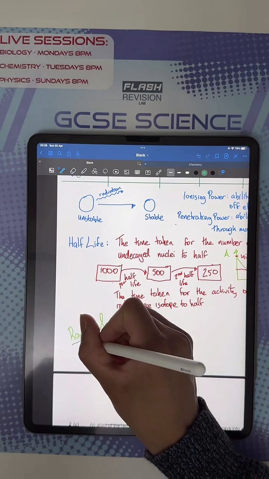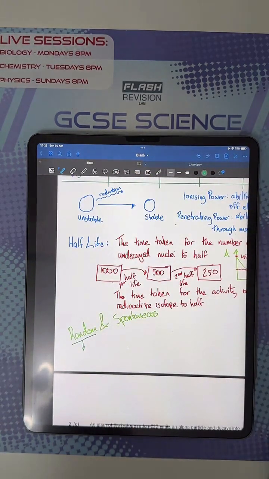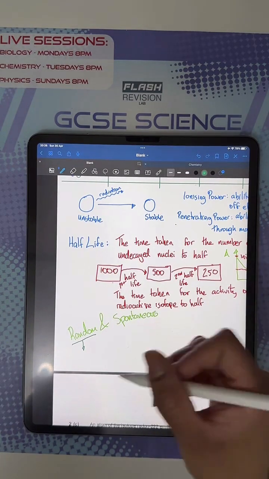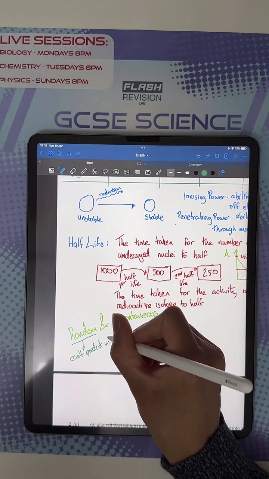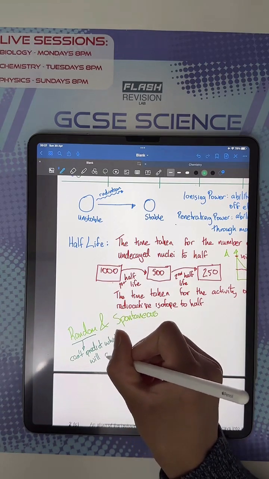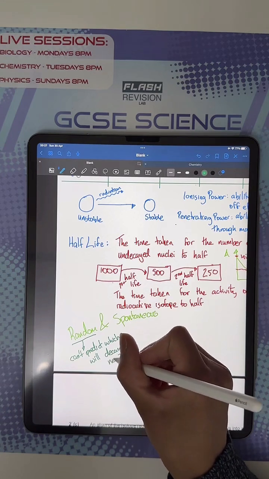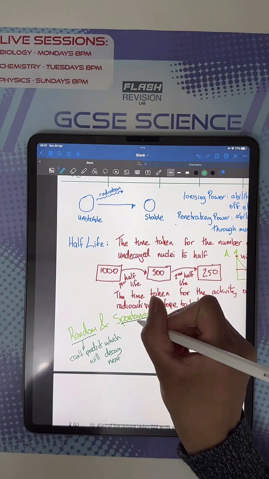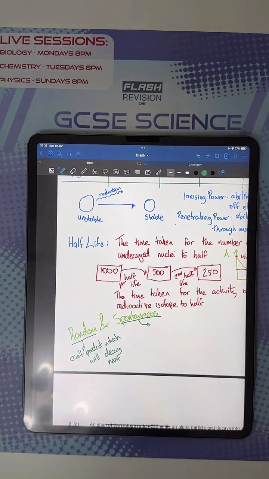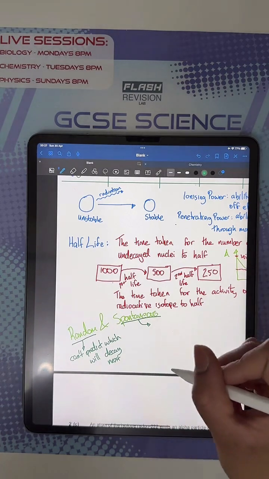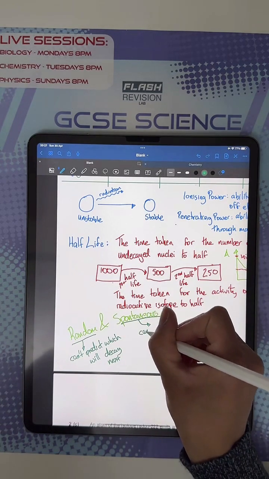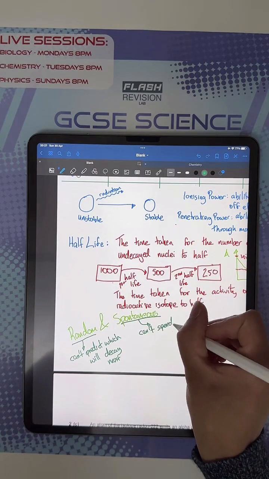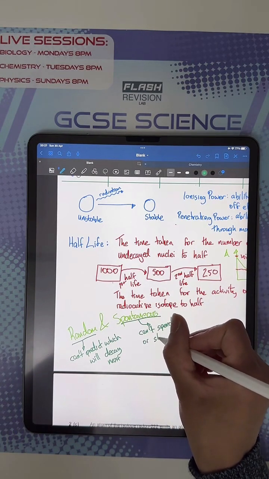Random, why? Because remember what I said, you have loads of unstable nuclei. You can't predict which one will decay next. That's why it's random. Spontaneous, because you can't control it. You can't make radioactivity go faster. You can't slow it down. So, can't speed up or slow it down.